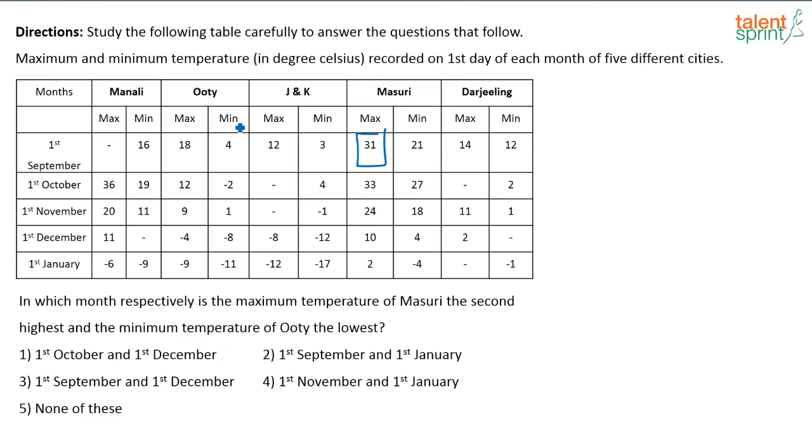When is that? So minimum temperature is here of Ooty. When is it lowest? 1st January. That's all. So what will be your answer? 1st September and 1st January. Option 2. Very easy question. Less than 10 seconds you should say what the answer is.